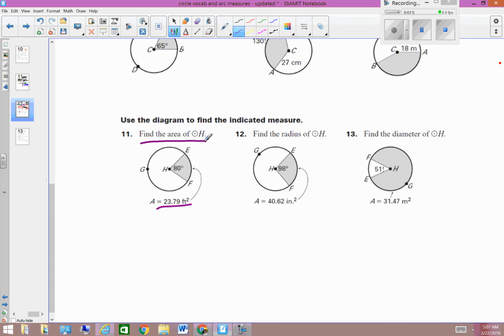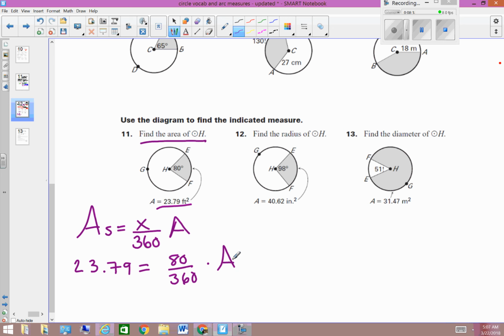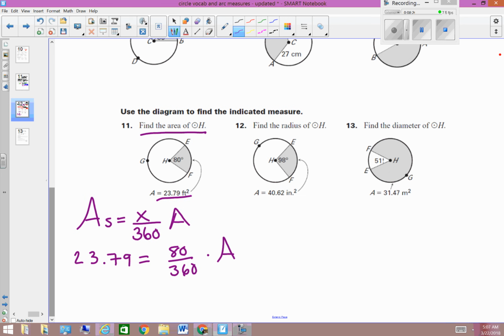and we need to find the area of the whole circle. So we know that the area of a sector is equal to x over 360 times the area of the whole circle. Well, when we plug in what we have this time, we have 23.79 equals 80 over 360, because we do have the measure of that arc, but we don't have the area of the whole circle. So what I do is solve. Now to get rid of my 360 on the bottom, I multiply everything by 360. That gets rid of the fraction down there.